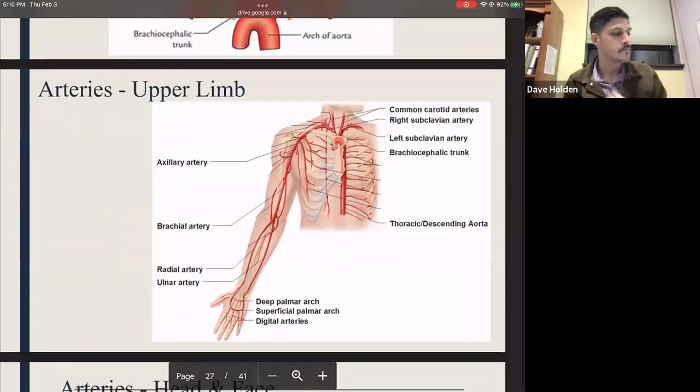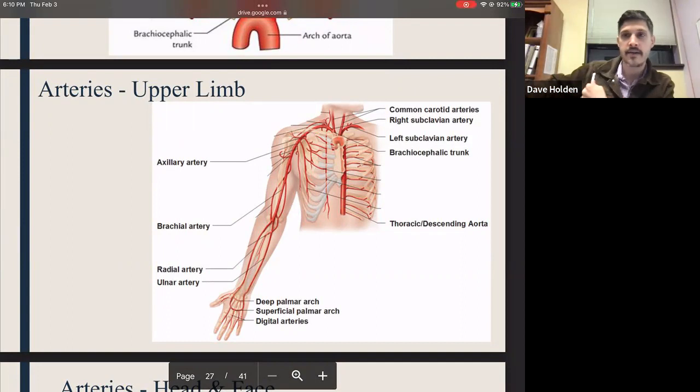So again, we're not focused on naming every single one of them. What I want you to focus on is how they're named. Notice right in the axillary region, we have the axillary artery. That's going to be your main artery heading down into the arms and hands.